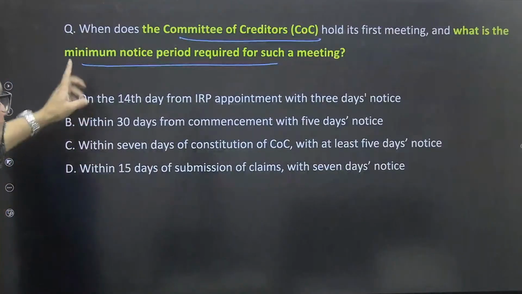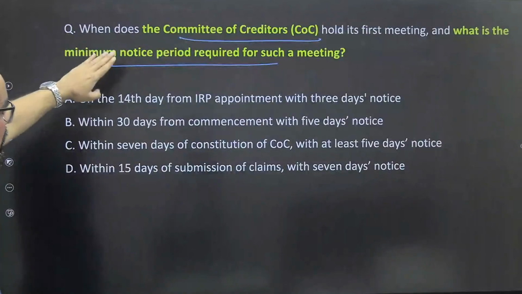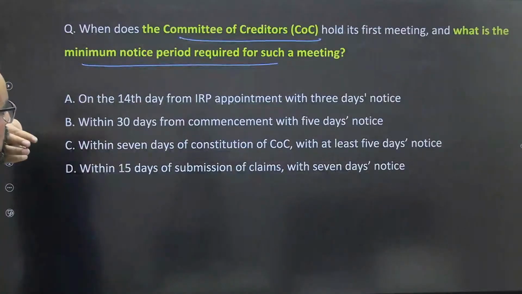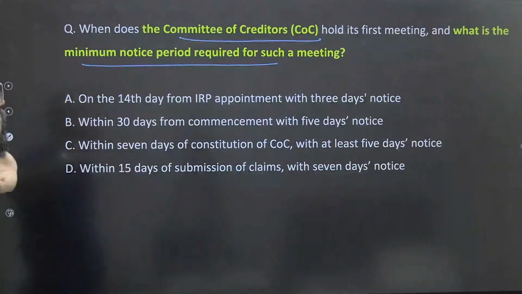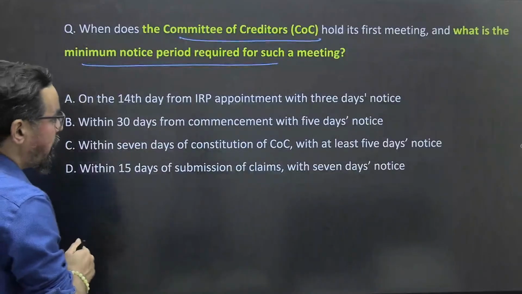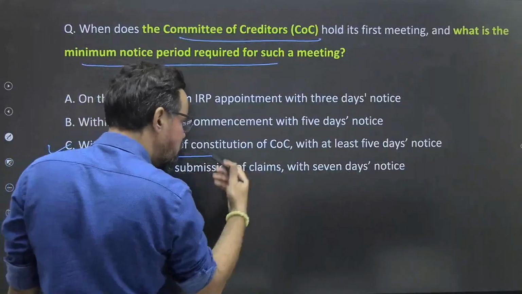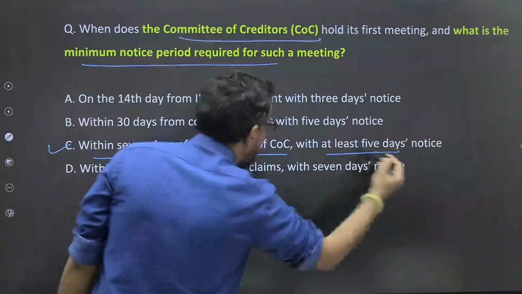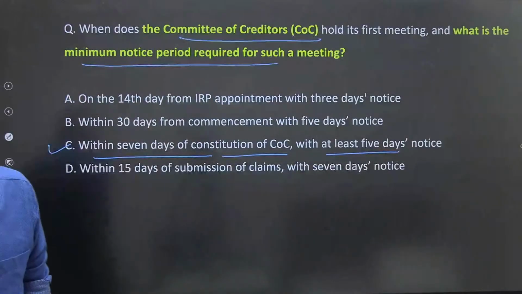So what is the timing? When does the committee of creditors hold its first meeting? The RP has 7 days, and what minimum notice period? 5 days. So 7 and 5. That means within 7 days of constitution of the COC, and the committee of creditors with at least 5 days notice. So C will be the right answer for this one.